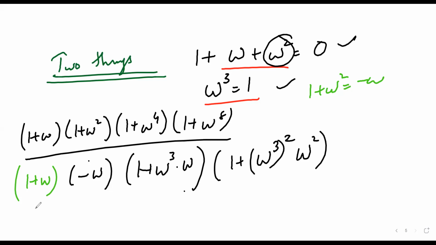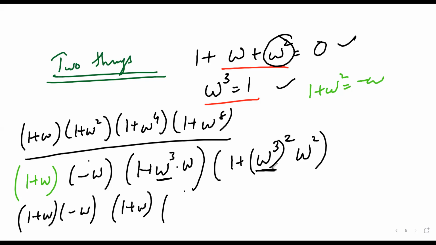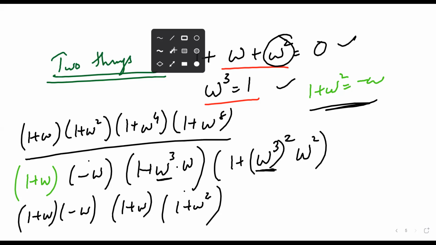So if I want to write here 1 plus omega into minus omega, and this omega cube value is 1, so it's again 1 plus omega. Here again omega cube whole square value is 1, because omega cube value is 1. So I'm getting again 1 plus omega square. And what is 1 plus omega square value? I wrote here minus omega. I'll just show you.